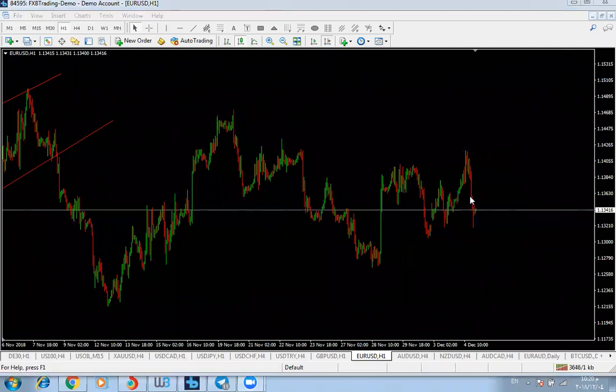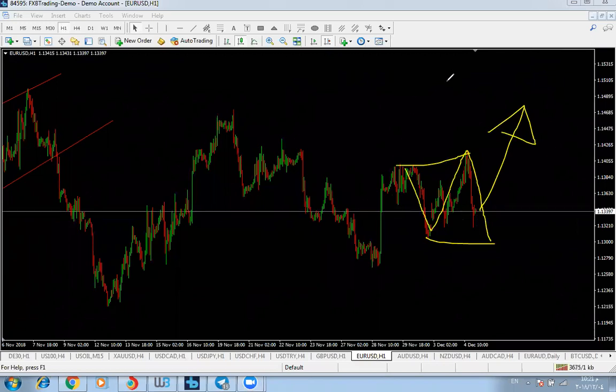Let me show you this beautiful continuation pattern for the euro. This is a corrective structure and is a bullish pattern to the upside. So we are anticipating the price to move to around 1.15.